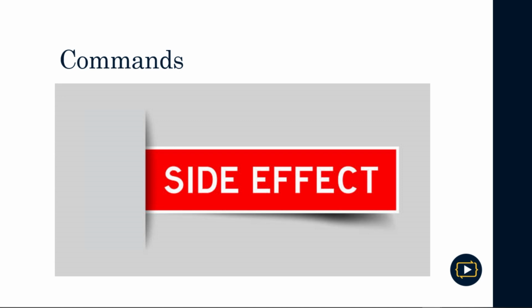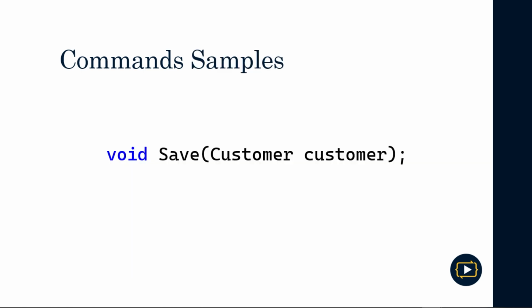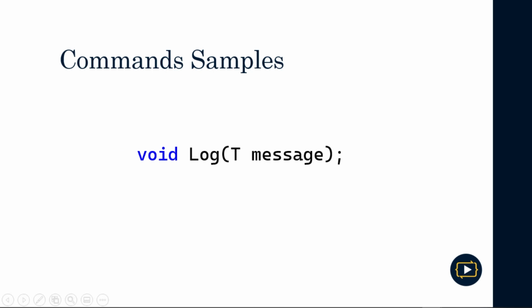Commands are operations that carry out some kind of modification to the system's state, executing an action and never returning values, that is, they are declared with a void return type. Here we have some examples of commands. First, we have this command called save, which we can guess receives some customer entity and carries out the saving of information. Notice that we are not returning anything as part of this method, so this is how we can identify that it is a command.